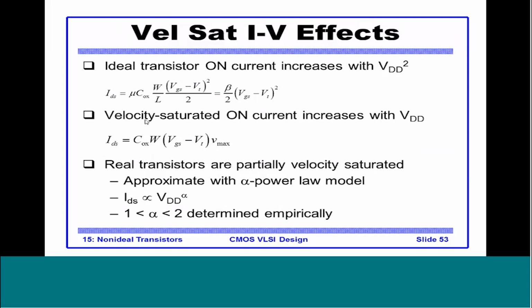But real transistors are partially velocity saturated. They do not exhibit either the first order effect or the second order effect. They follow an effect somewhere between 1 and 2. So we say that IDS is proportional to VDD raised to the power alpha, where alpha is an empirical value between 1 and 2. This is called the alpha power model.